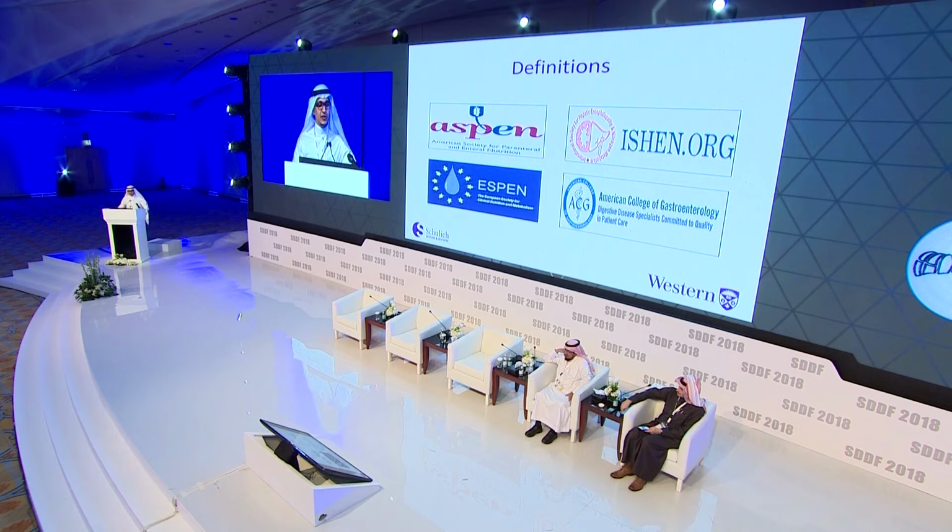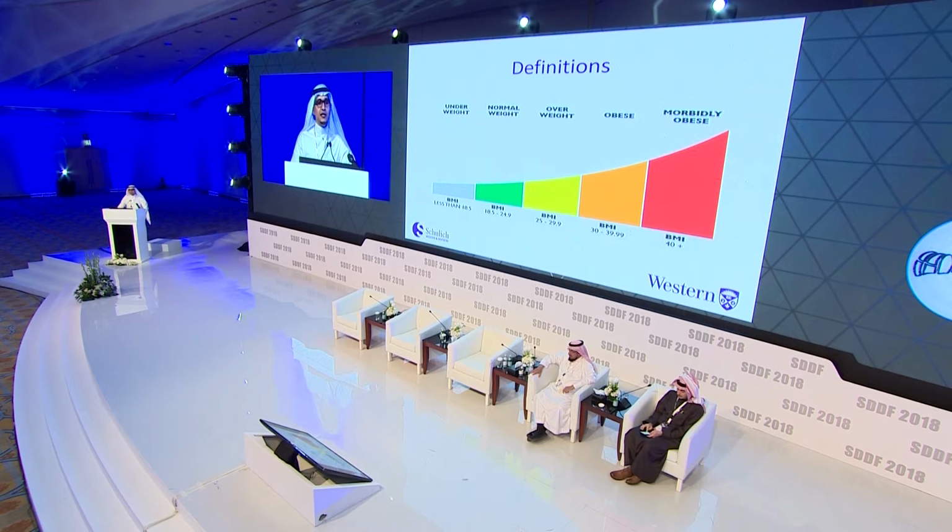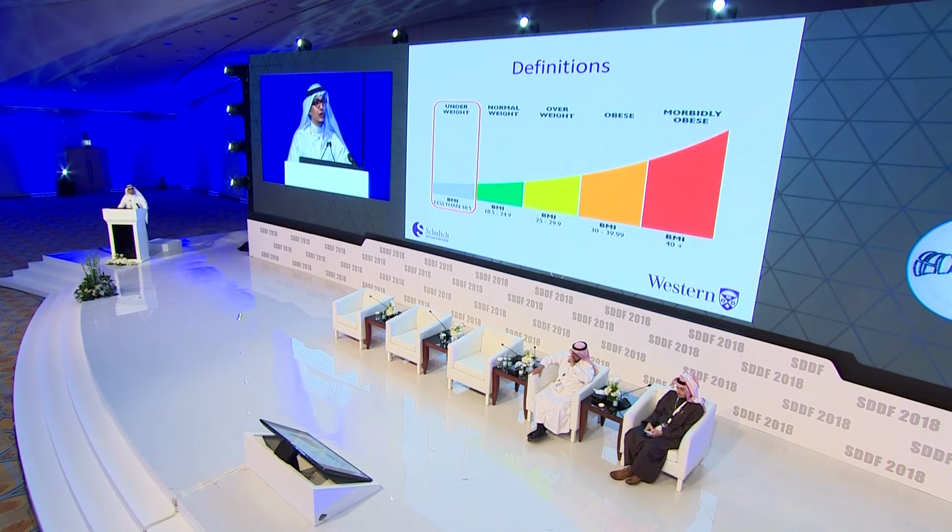When we look at the definitions, the four biggest societies that have defined malnutrition are the American Society of Parenteral and Enteral Nutrition, the European Society of Enteral and Parenteral Nutrition, the American College of Gastroenterology, and the International Society of Hepatic Encephalopathy and Nutrition. They define malnutrition as anything over or underweight. So undernutrition, which is underweight, and this umbrella of malnutrition involves overnutrition as well. When we translate this to numbers, underweight is any body mass index less than 18.5, and overweight is defined by body mass index above 25.